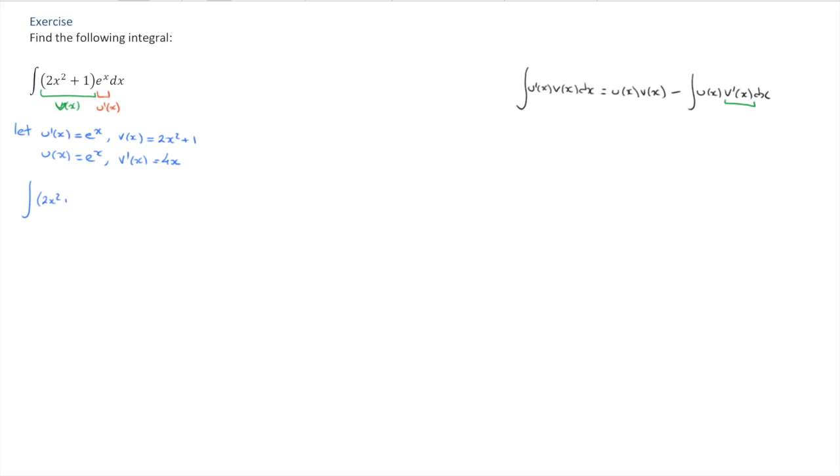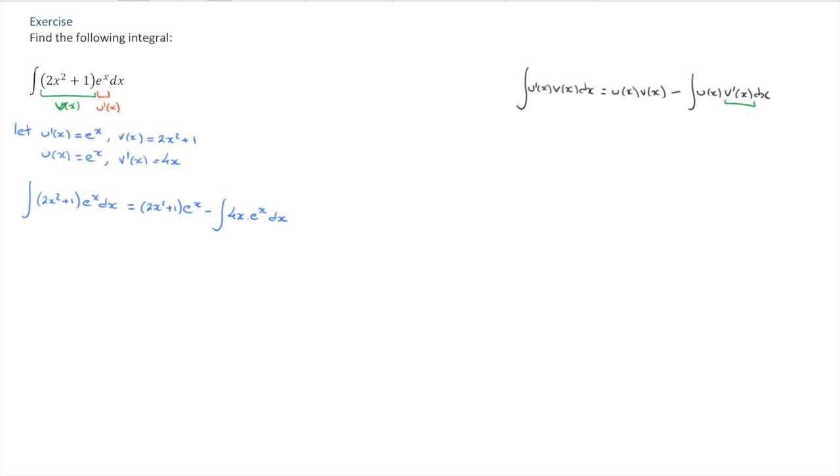And so using integration by parts, we can go ahead and write that the integral of 2x squared plus 1 times e of x equals u of x times v of x, so that's 2x squared plus 1 times e of x, minus the integral of u of x times v dash of x, so that's e of x times 4x, which is the same thing as 4x times e of x.